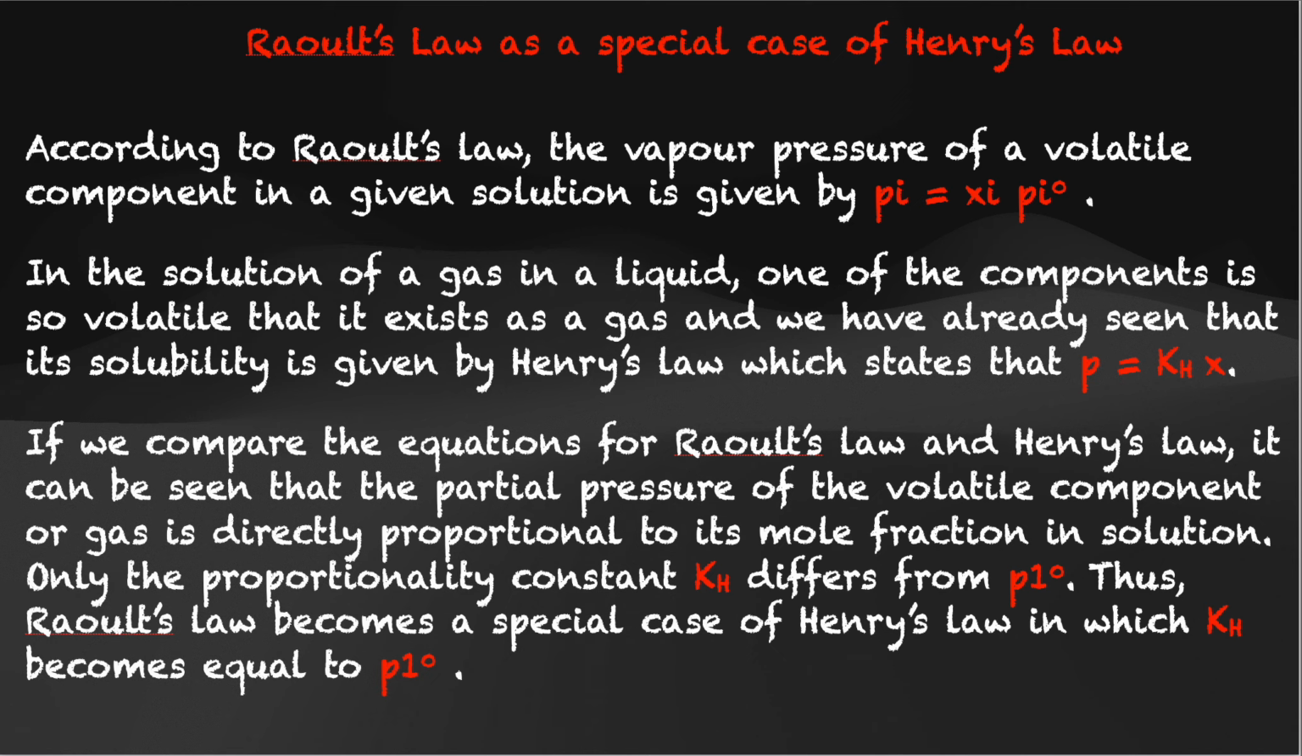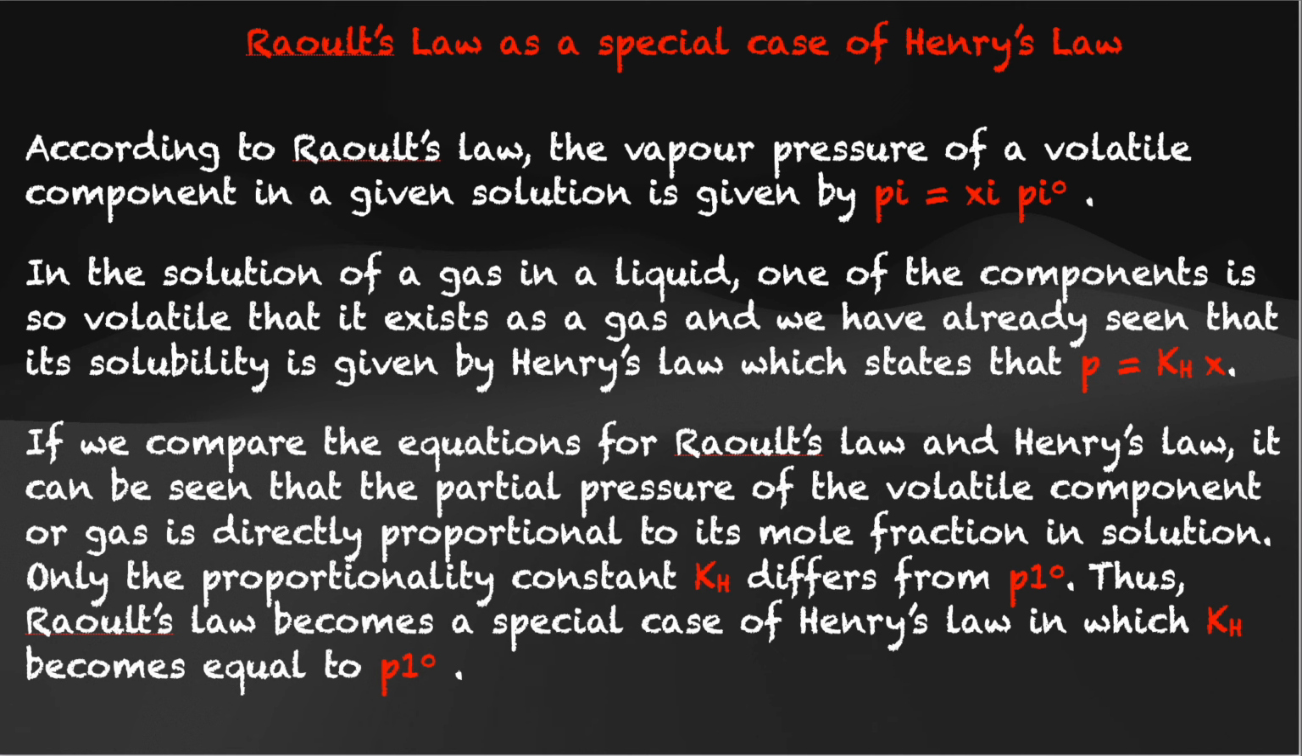If we compare the equations for Raoult's law and Henry's law, it can be seen that the partial pressure of the volatile component or gas is directly proportional to its mole fraction in solution. Only the proportionality constant differs from P1 naught. Thus, Raoult's law becomes a special case of Henry's law in which Kh becomes equal to P1 naught. When you compare these two equations, when Kh is equal to Pi naught, it is nothing but the same equation, right? So Raoult's law will become a special case of Henry's law when Kh is equal to P1 naught.